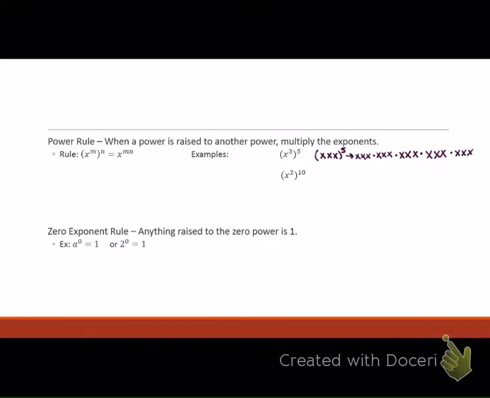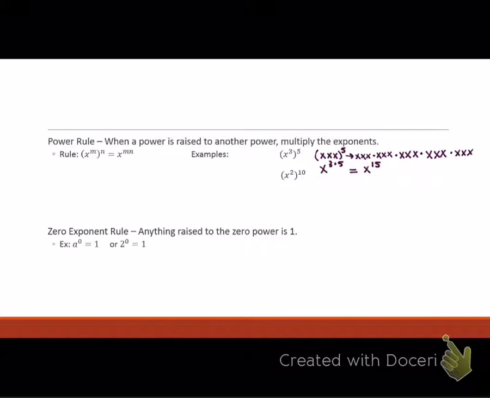Okay, so if I were to count up the number of x's there, Vivian, how many would I have? 15. Does that make sense with what our rule says to do with our exponents? Is 3 times 5 15? So that makes sense that when you have a power to a power, you're multiplying. Because what you're saying is I have a group of 3 x's, 5 times, right? That's what this is saying. A group of 3 x's 5 times is 15. That's exactly what that is saying there.